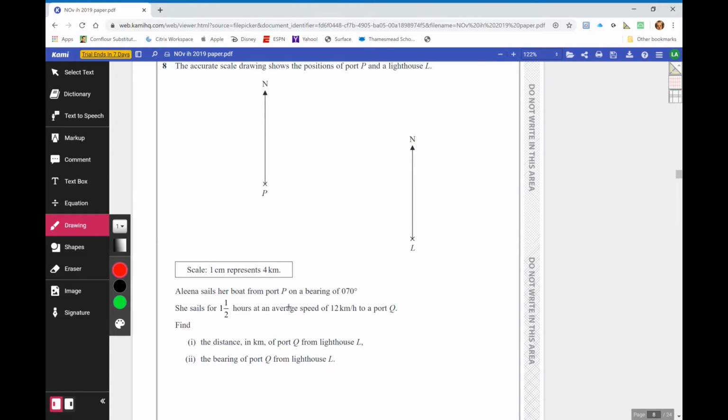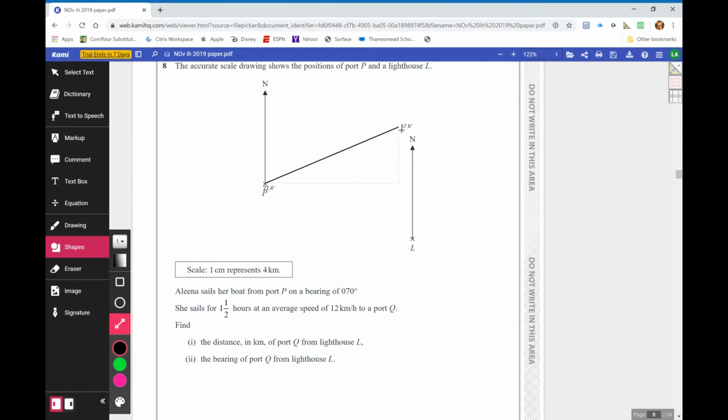Okay, Alina sails a boat from Port P on a bearing of 70. So from Port P on a bearing of 70, always go from north. So let's get my line. A second, just trying to figure out if that's 0. So 70 is about there. So that is on a bearing of 70.